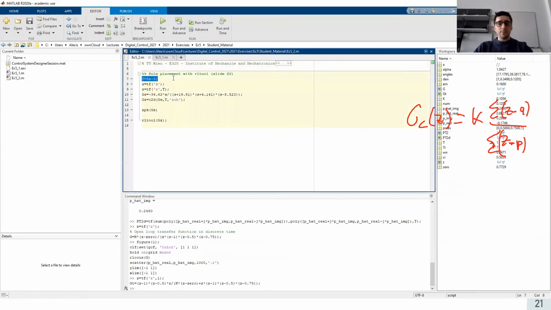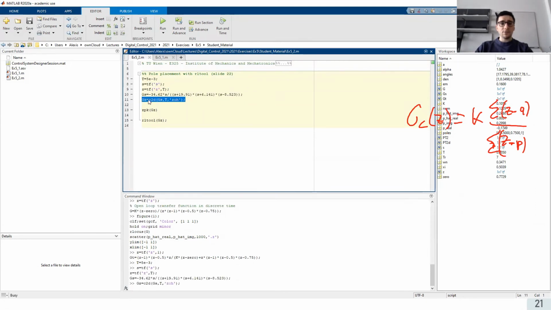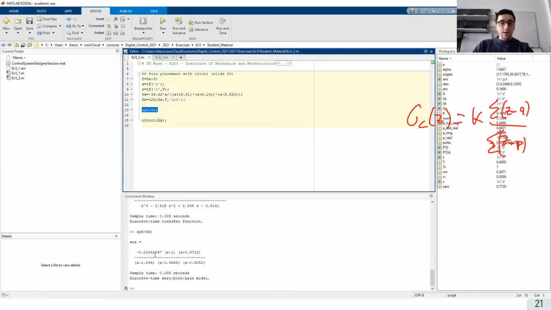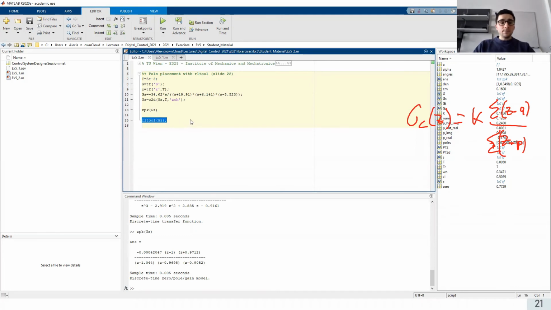So here I just defined the sampling time. I define the system in continuous time, and then I define the system in discrete time using the C2D function, that just expresses the system in discrete time using a zero order hold. My zeros are located at 1 and minus 0.97, and my poles of the system are located at 1.044, 0.96 and 0.90, so one of the poles is not stable, and we're going to use this RL tool.